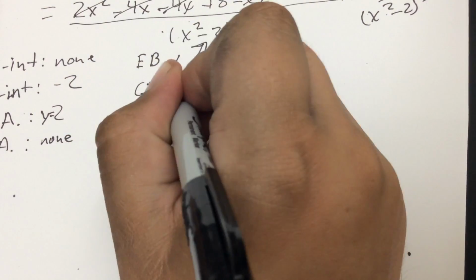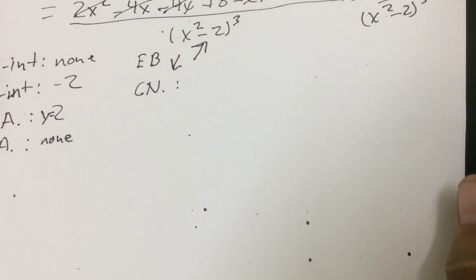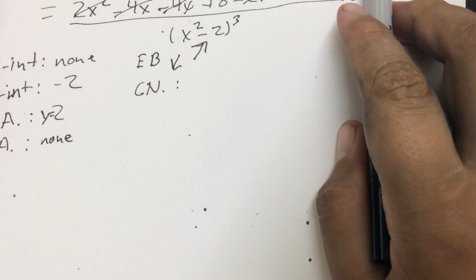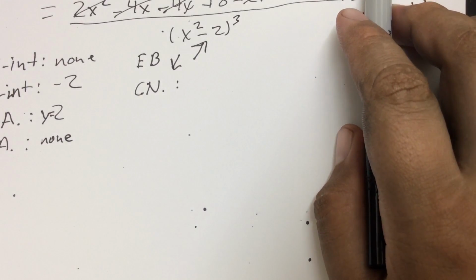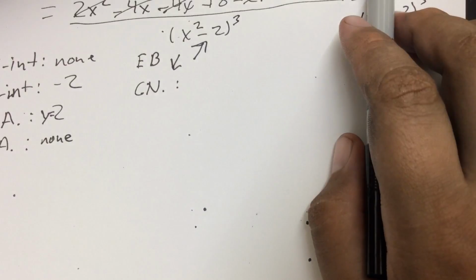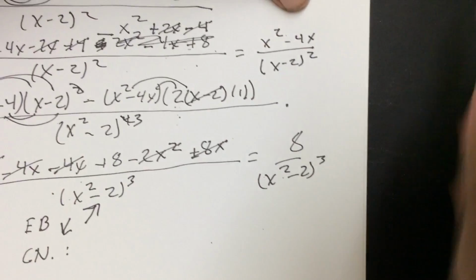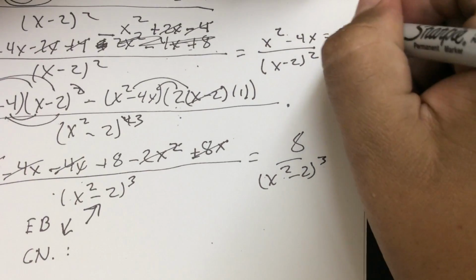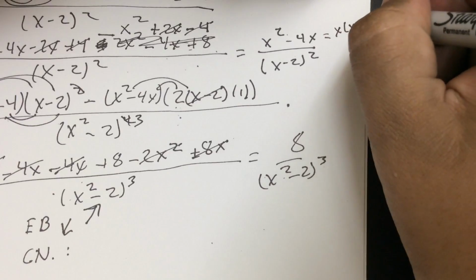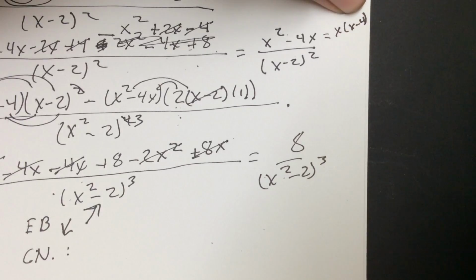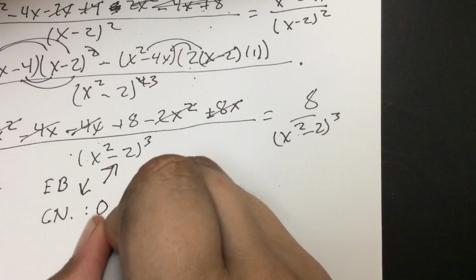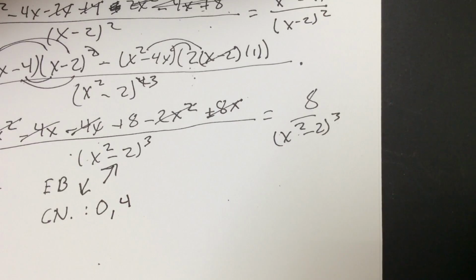Now, critical numbers. Critical numbers are when we have the first derivative set equal to 0. Well, we could pull an x out and we'd have x minus 4 left. So we'd get numbers of 0 and 4 for critical numbers.